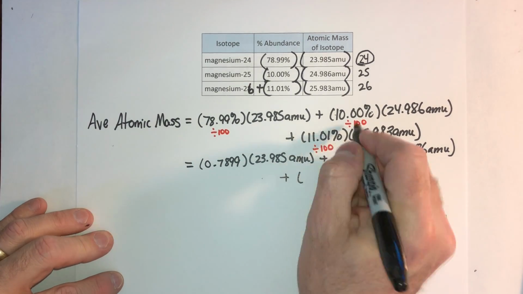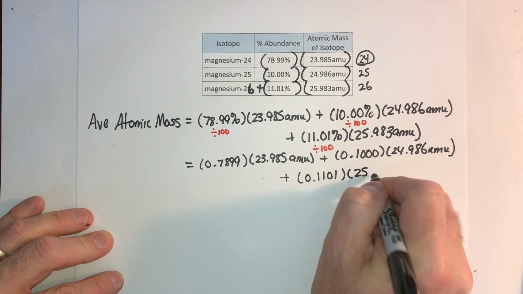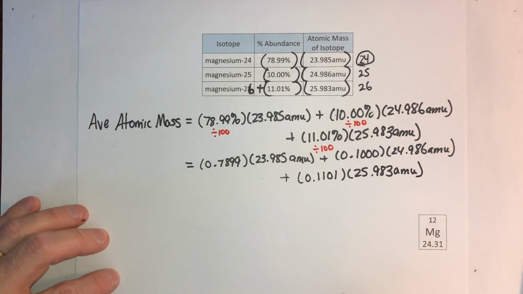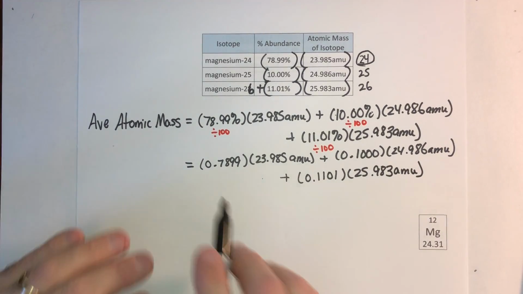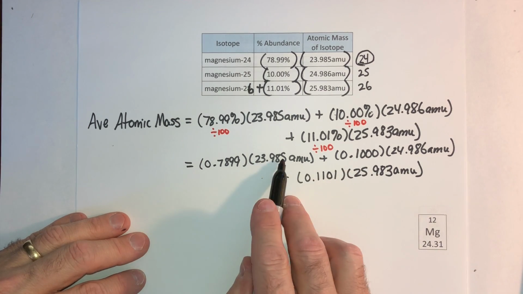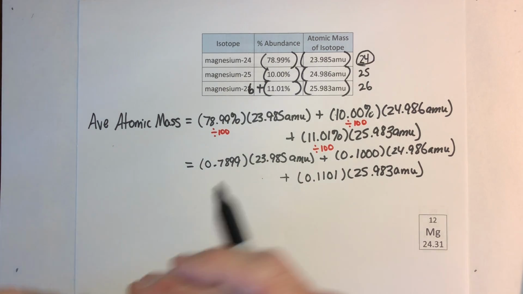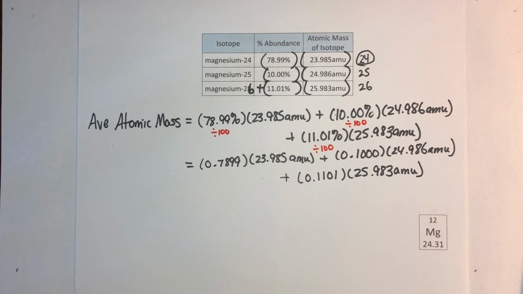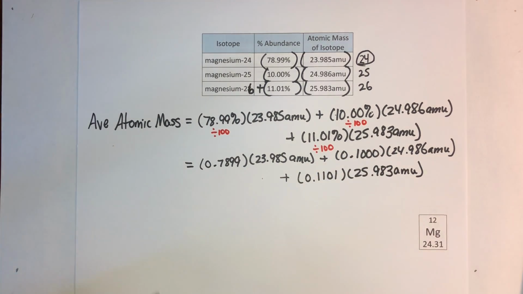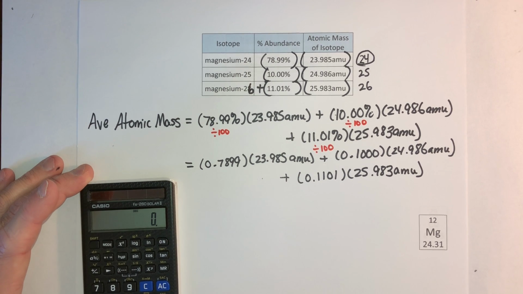And if I divide this one by 100, that gives me 0.1101 times 25.983 atomic mass units. The other thing is consistency, right? 4 decimals, 4 decimals, 4 decimals. 3 decimals, 3 decimals, 3 decimals. When we do these, I do like to have each piece of it kind of matching up with the rest, right? If I'd gotten rid of these 3 zeros, that one really would not have matched the rest. All right, let's put it in our calculator.